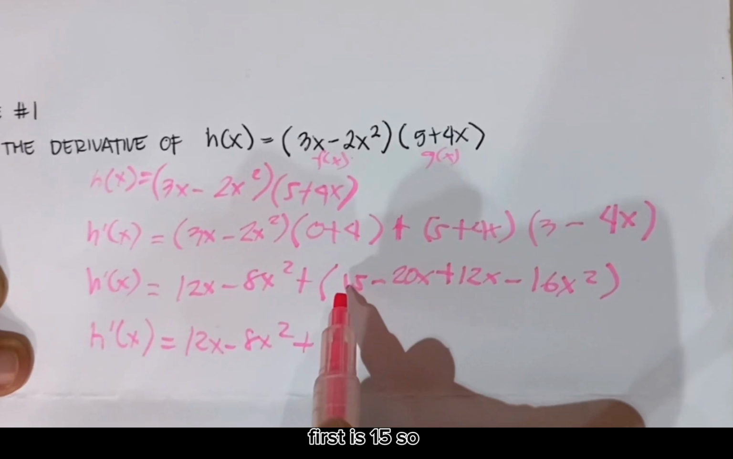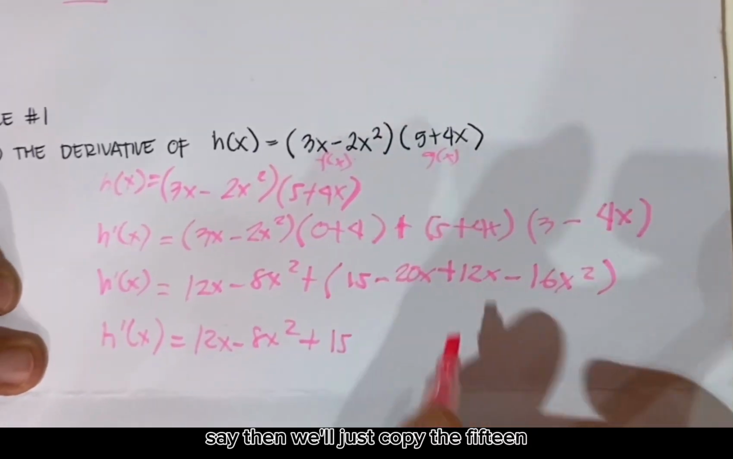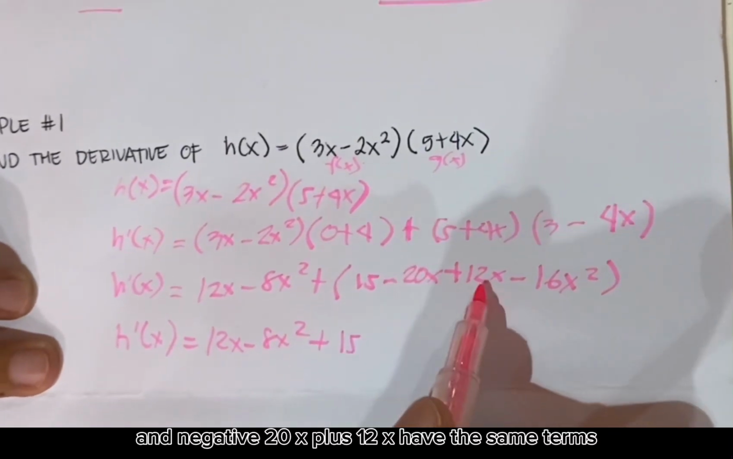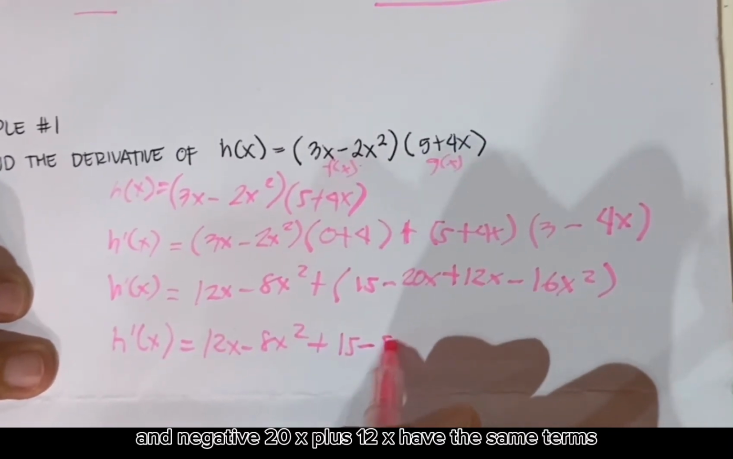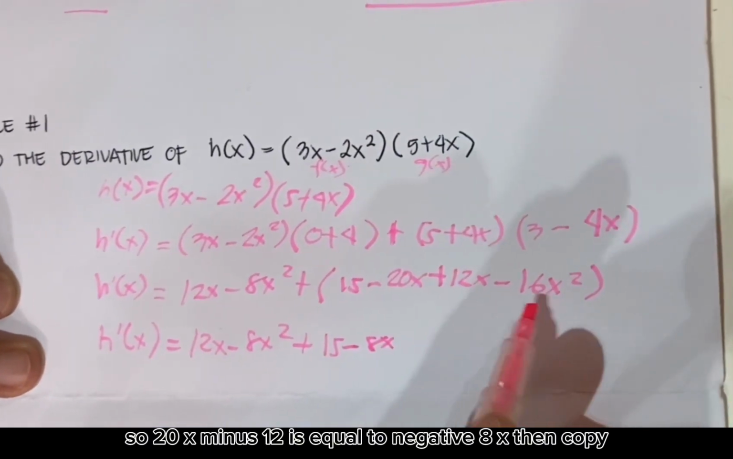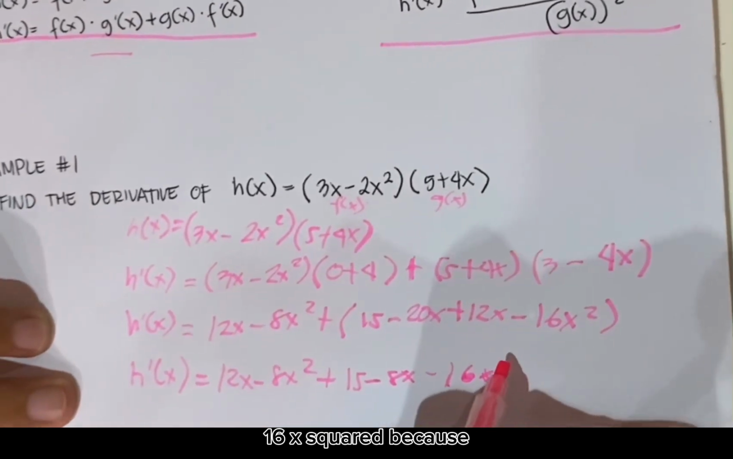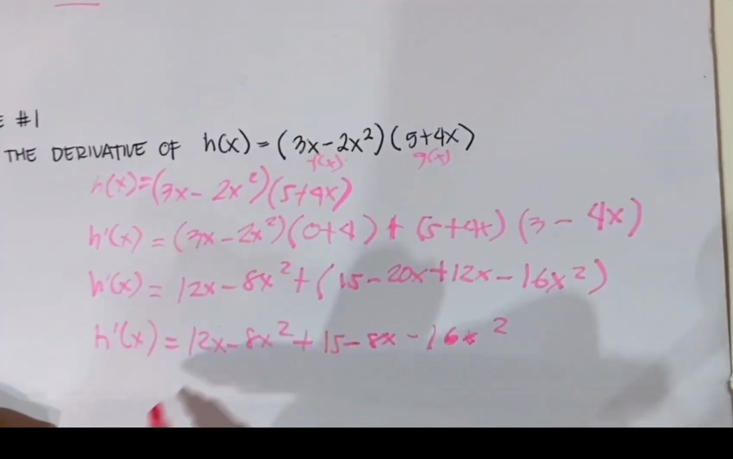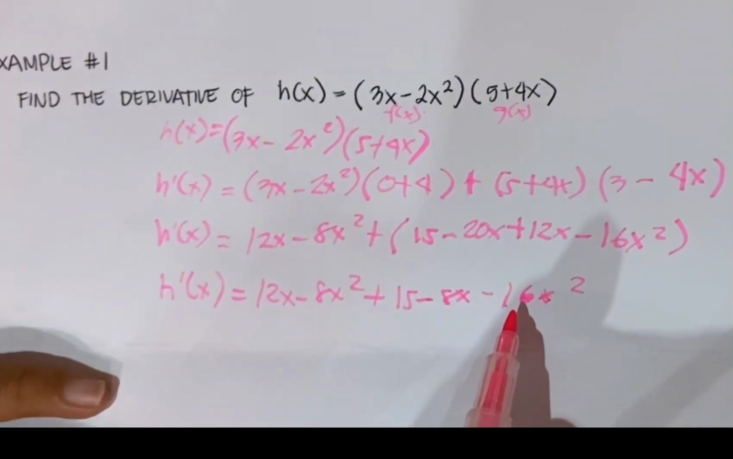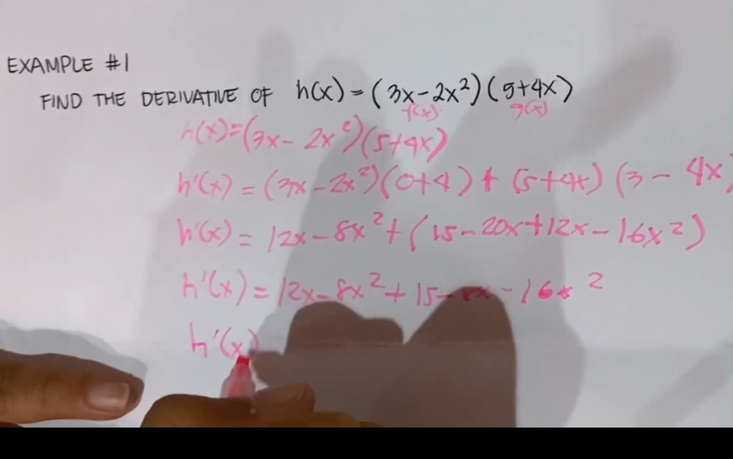First is 15, it has no pair, so we will just copy the 15, and negative 20x plus 12x have the same terms. So negative 20x plus 12x is equal to negative 8x. Then copy negative 16x squared because it has no similar terms. And then we combine inside the quantity, then proceed to the whole equation.